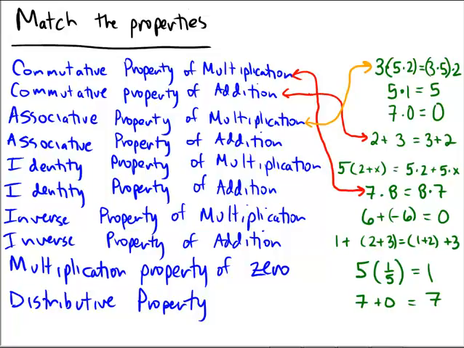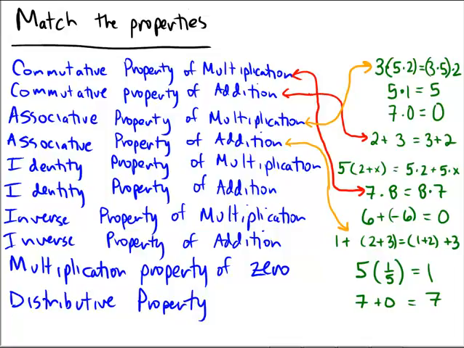And then the associative property of addition is going to be the one that does the same kind of idea but with adding instead of multiplying. So that's going to be the one that's down here, of course. 1 plus 2 plus 3 is the same as 1 plus 2 plus 3.